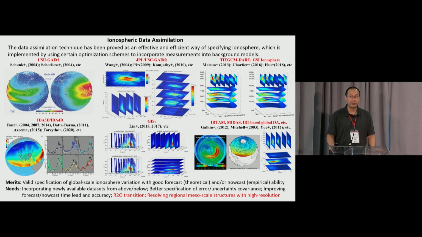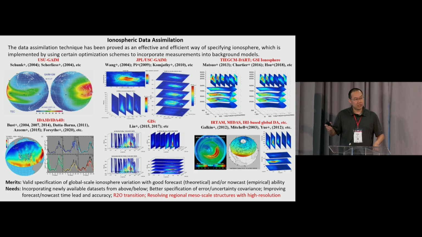It's a useful technique to provide a valid ionosphere specification by ingesting various data sets into a background model so we can get an optimal state estimation. It has been proven an effective technique to overcome the limitation of the unbalanced distribution of the data set and to improve the accuracy of the background model.